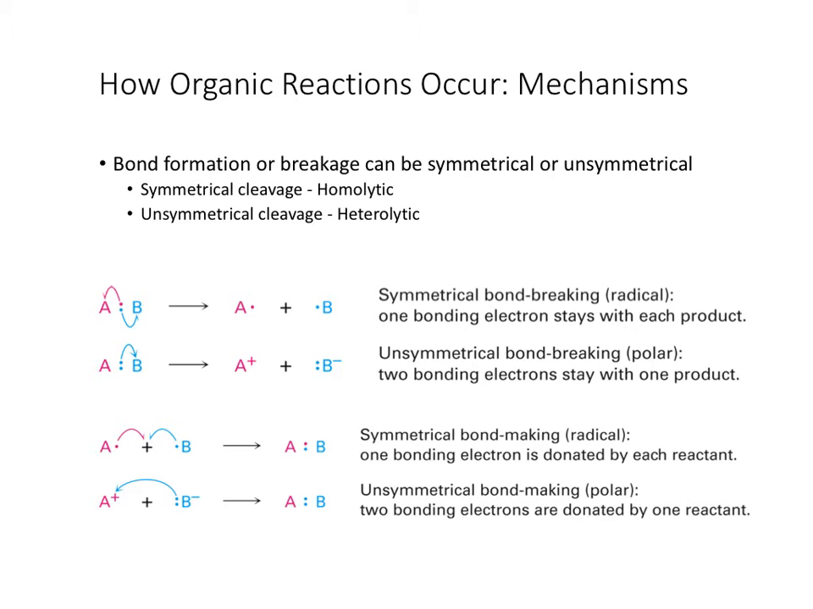So bonds can be formed and broken symmetrically or unsymmetrically. If there's symmetrical cleavage, we call that homolytic bond breakage or formation. If there's unsymmetrical cleavage, we call that heterolytic. So symmetrical bond breaking is shown here. If you have a bond between A and B, and then that bond breaks with each atom taking an electron, that would be symmetrical cleavage. And this leads to what are called radical products, which have unpaired electrons.